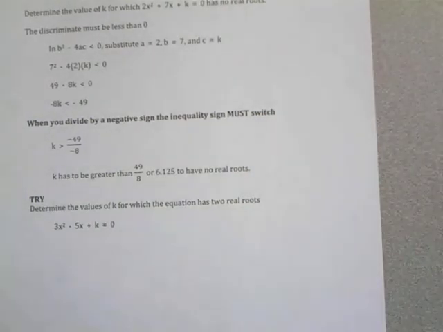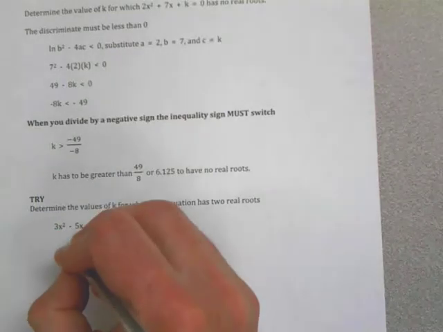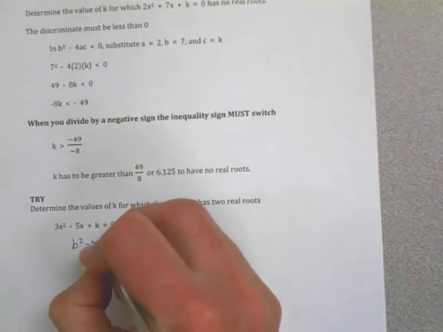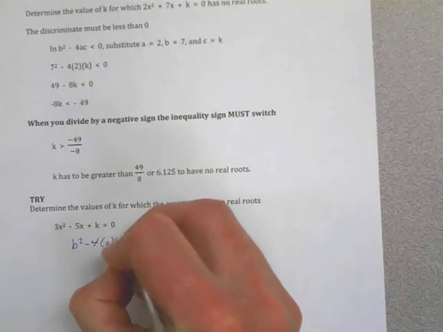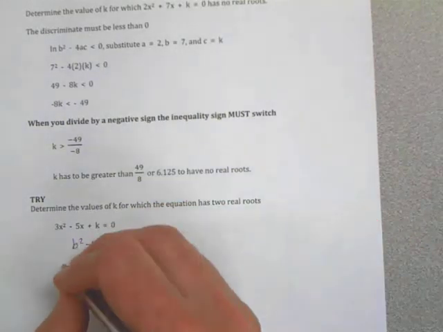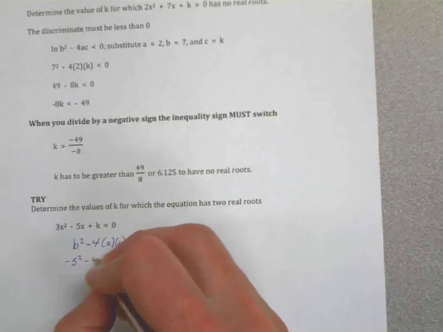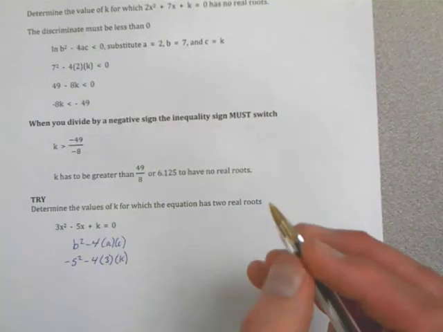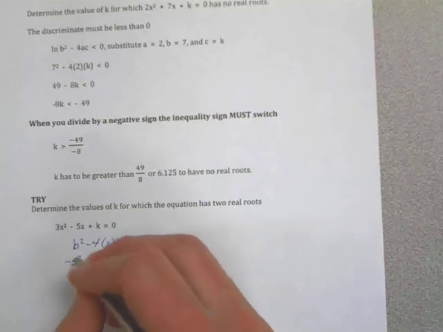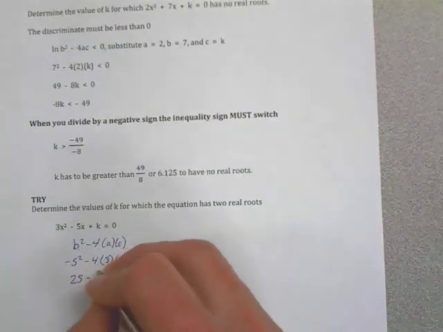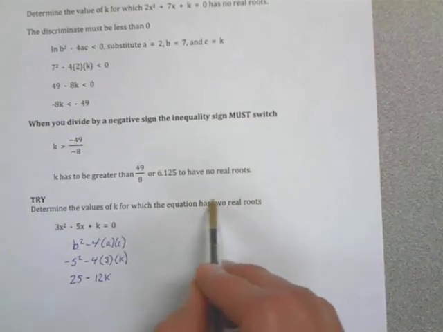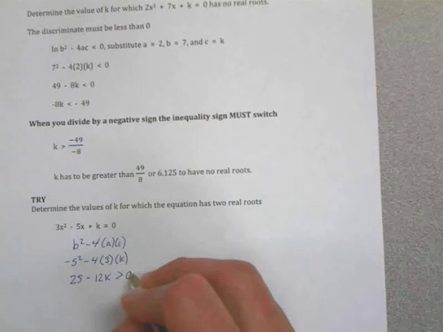So now you've done the question, so this is how you should have done it. So once again, it's going to work with the discriminant, which is b squared minus 4 times a times c. Okay? b squared is negative 5 squared, minus 4 times a, which is 3, times c, which is my k. Negative 5 times negative 5 is 25, minus 4 times 3 is 12, times k is 12k. And once again, we want two real roots, so we want it greater than 0.